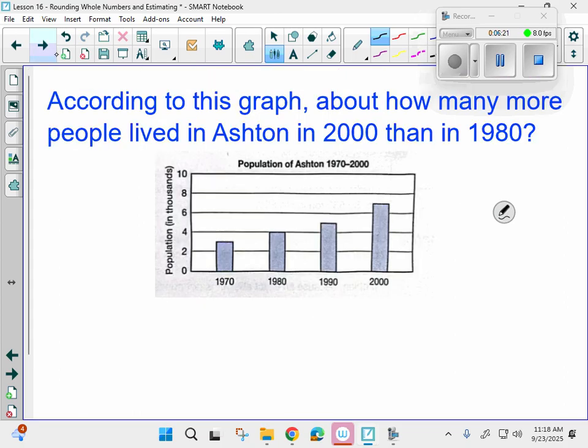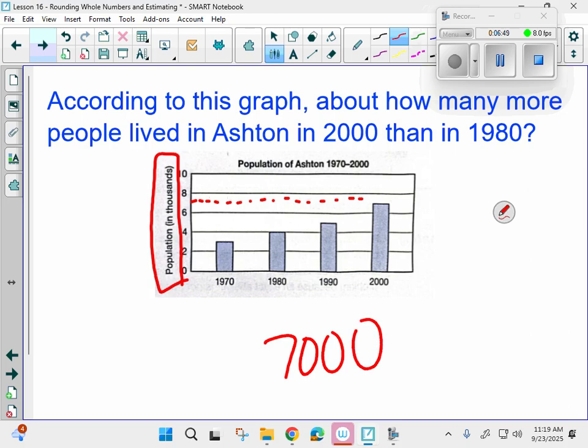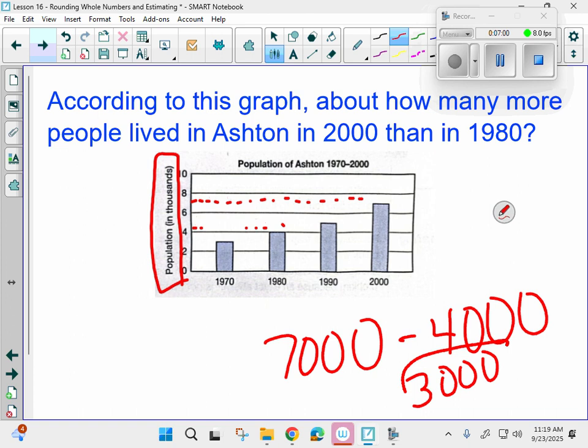All right, let's make sure we can read graphs. According to this graph, about how many more people lived in Ashton in 2000 than in 1980? Let me tell you guys, even my stats kids mess up because they do not read the units. This is the population in thousands, okay? So here's 2000. How many people? 7,000, okay? And then 1980, how many people? 4,000. It says how many more than, so you've got to subtract to get 3,000 people.